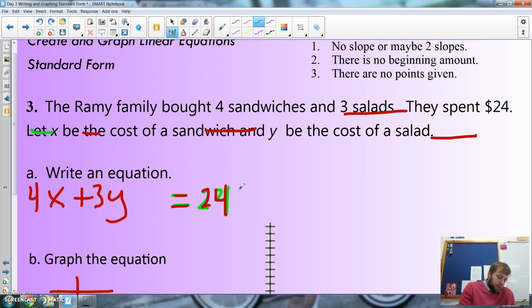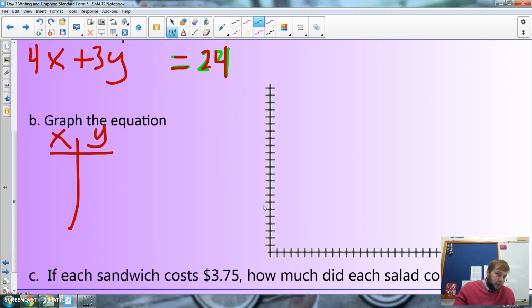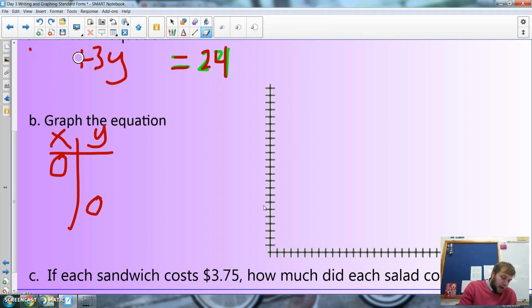Now to graph it, I'm going to pick 2 points because I can graph an equation if I do 2 points. My 2 points are when x is 0 and when y is 0. Should be the easiest. So if x is 0 and I completely wipe out my x's, what will y have to be to equal 24? Well, I'm going to divide by 3, and I get y equals 24 divided by 3 is 8 last I checked.